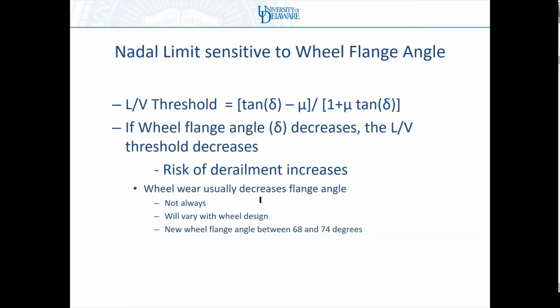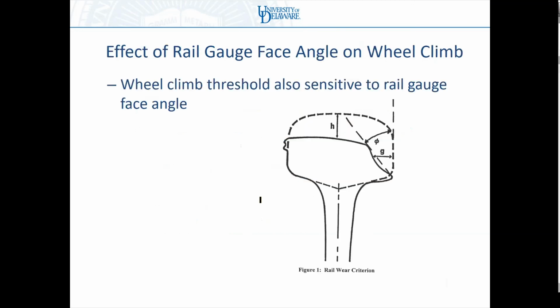Now, one of the weaknesses of the Nadal equation is that it is only sensitive to wheel flange angle. So what happens to my rail? When my rail wears, I can also get a flange angle on the rail, which in this particular case is defined as my angle phi, as defined here. So it turns out that the gauge face wear angle can be a factor in wheel climb, just like the wheel flange angle is. But the mathematics are a little different because the Nadal equation only deals with the wheel flange angle.